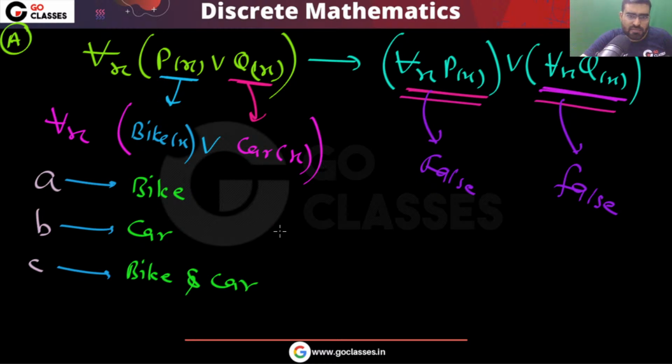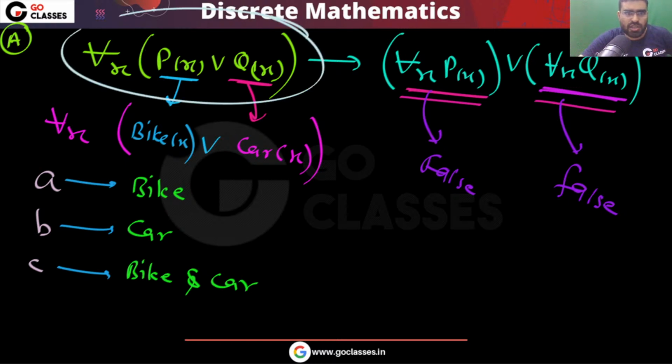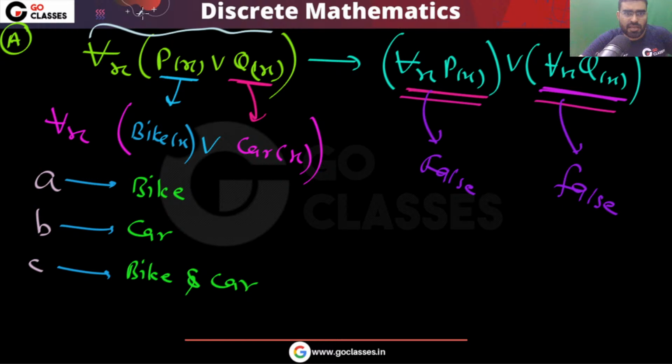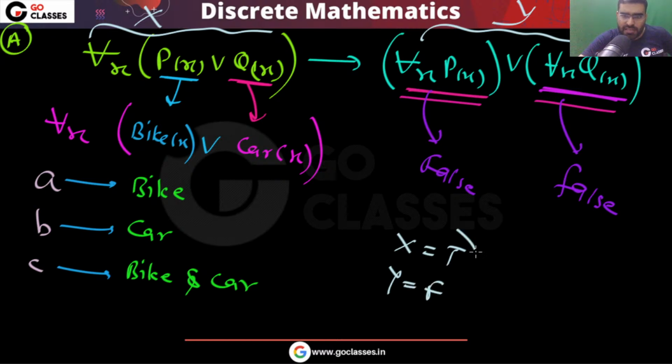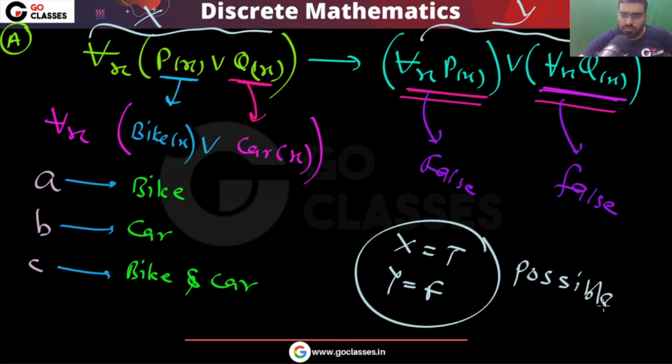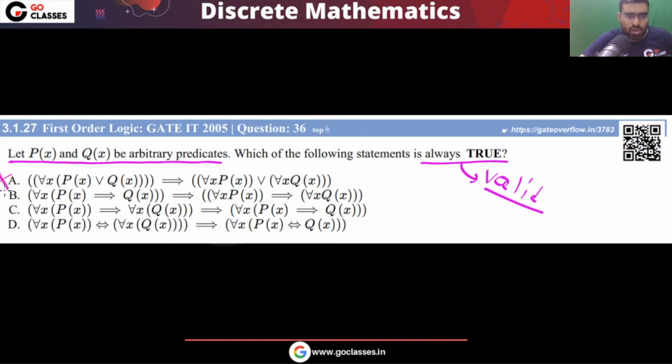Is this intuitive proof clear? Let me assume this is something X, and let me assume this is something Y. Then I am saying that X true and Y false is possible, right? Do you agree that this is possible? So definitely, I can say this statement A is invalid. Remember, this expression A is not valid. This is the intuitive idea.